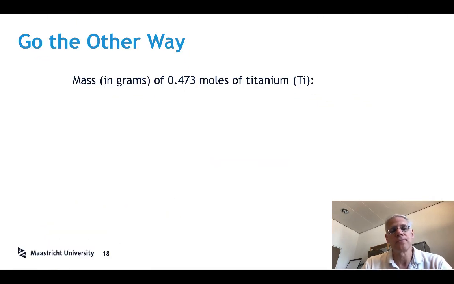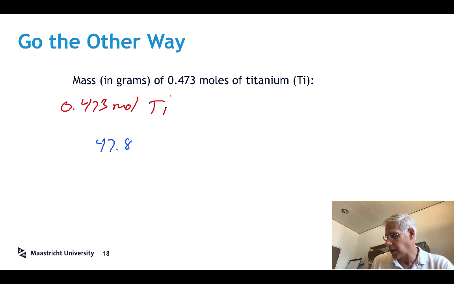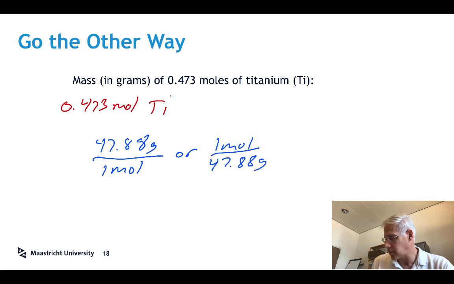What if we go the other direction? What if we want to find grams, but we're given the number of moles? Well, we can do the same type of calculation. We have 0.473 moles of titanium. Let me look up my titanium here. We have 47.88 grams per 1 mole, or 1 mole per 47.88 grams. Now, in this example, we want our moles to cancel, and we want to be left with grams.